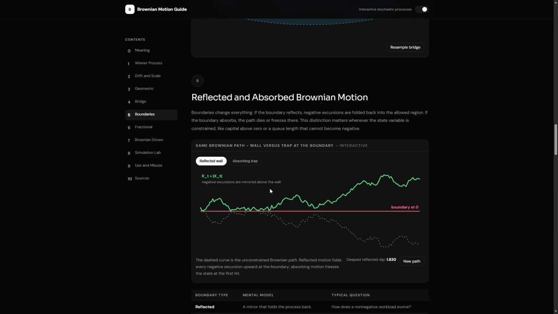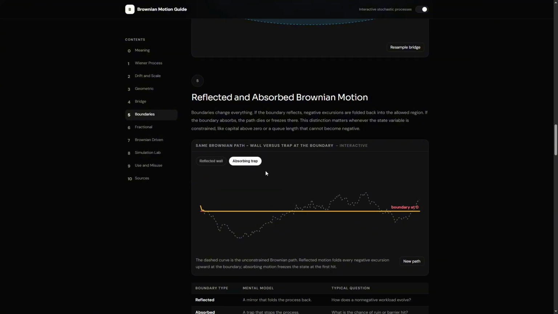And reflected Brownian motion. What if the path hits the floor and bounces back, like capital that can't go negative? So as you can see how it looks. Absorbed Brownian motion is what if hitting the boundary stops the process, like ruin probability. So once you're broke, you're out, basically hitting a drawdown on your funded account.